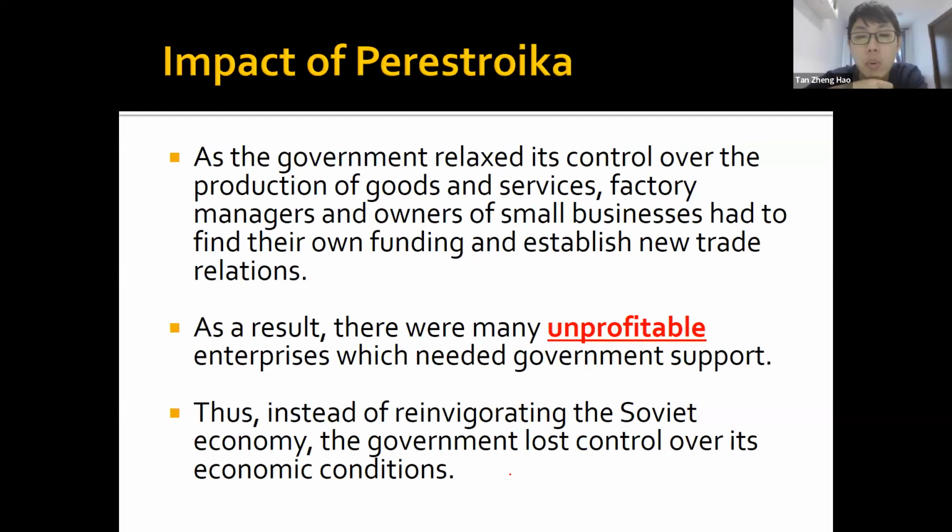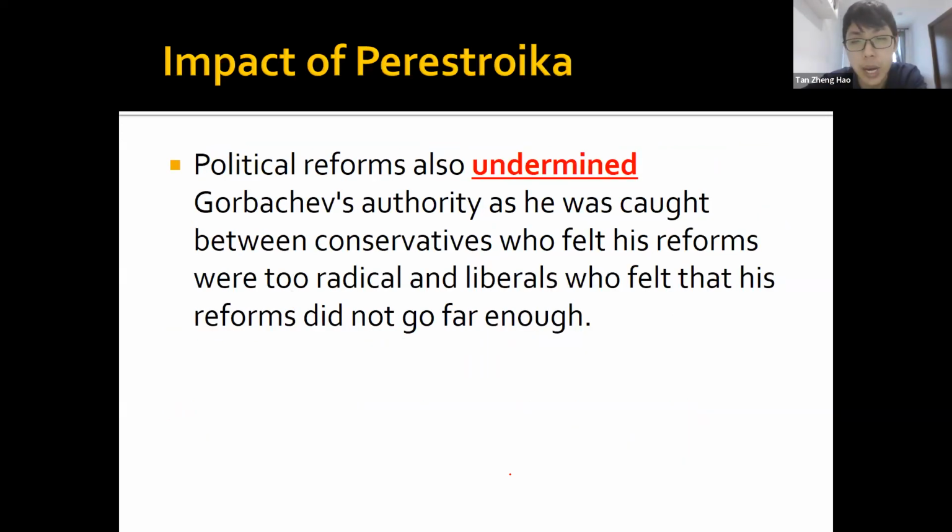Okay, but there were also many businesses that did not do well. That was very unprofitable. They had been supported by the government for a long time, and suddenly the government withdrew their support. Many businesses will find themselves unable to survive. Okay, and the political reform side was also undermined.